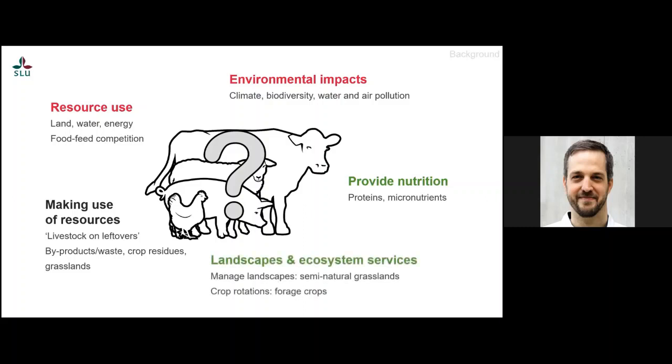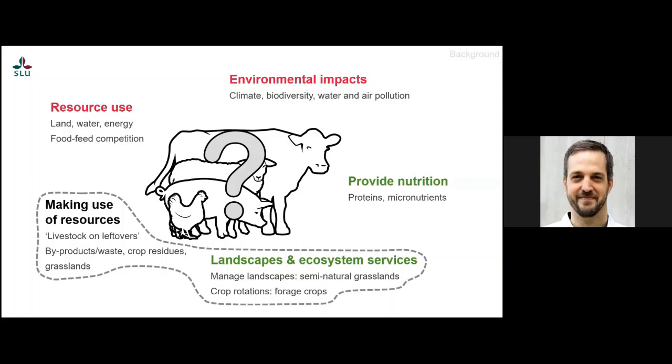And apart from this potential role in upcycling leftover resources, livestock can also play an important role in managing agricultural landscapes, supplying ecosystem services. For example, the semi-natural grasslands of Europe have developed over hundreds of years of livestock production with haymaking and grazing, and are today one of the most biodiverse habitats in Europe. Livestock production can also incentivize crop rotations, including forage crops, that can benefit the cropping system by fixing nitrogen from the air and preventing problems with pests and weeds, which could limit the need to use chemical plant protection and fertilizers.